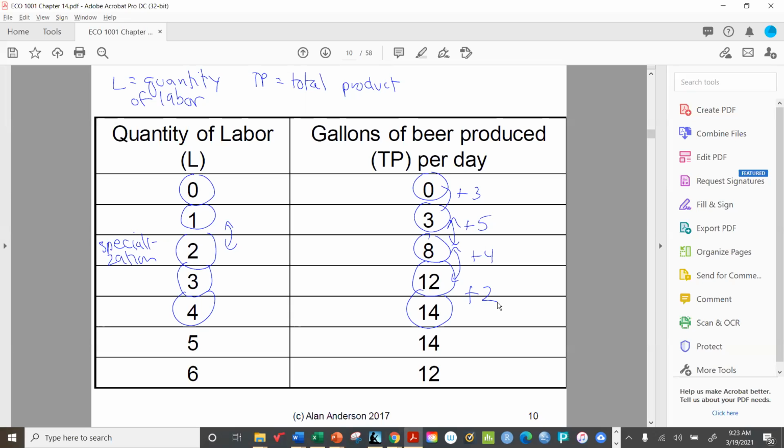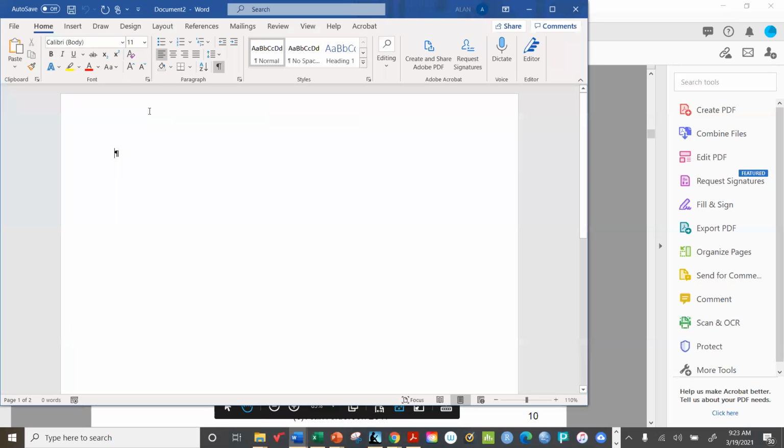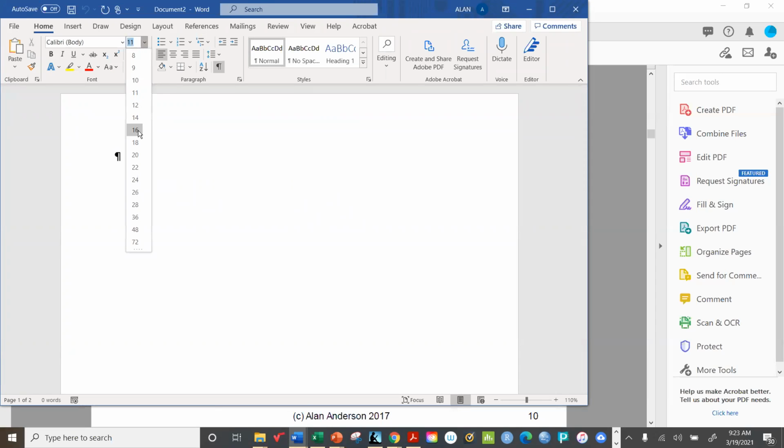Why is this happening? Well, that's a good question. It's true that we have specialization over here, but here's what's holding this up. Hold on, let me just open up a separate document here. So why is this happening? Why is output increasing more slowly as we add more workers?